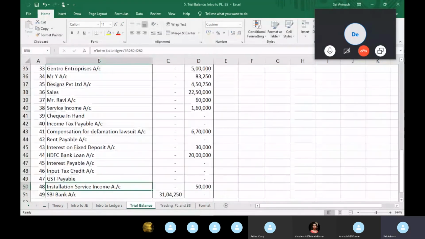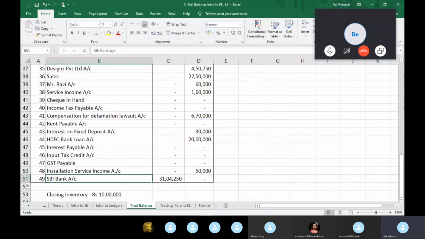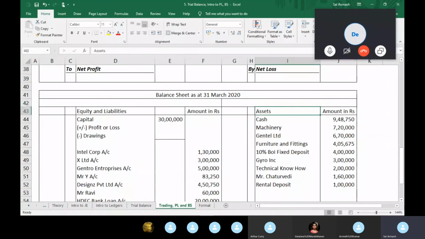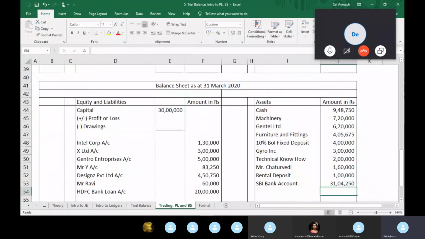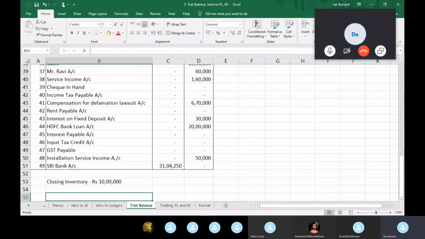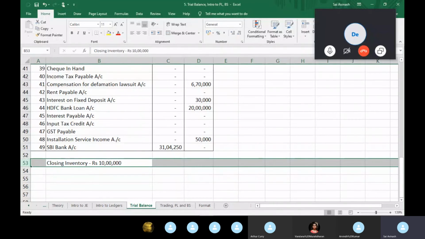So the last step we have is SBI bank account, which is having a debit balance, it's an asset, right? 31 lakh 4,000. So now we have finished the entire trial balance. We have one piece of information left. Guys, never forget closing inventory. More often than not, in your exams, there is a very good chance you might forget this line is there, and you will end up with a huge mistake, because you would have forgotten that this line exists, but your answer will still tally.